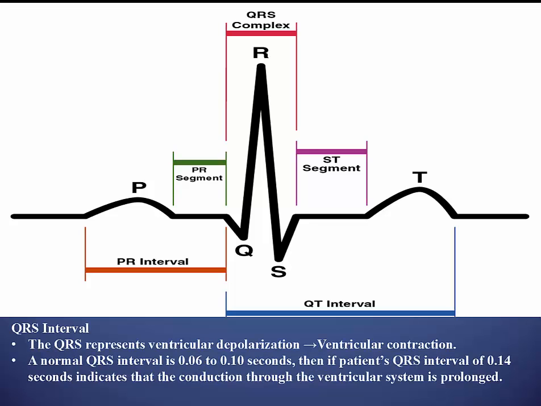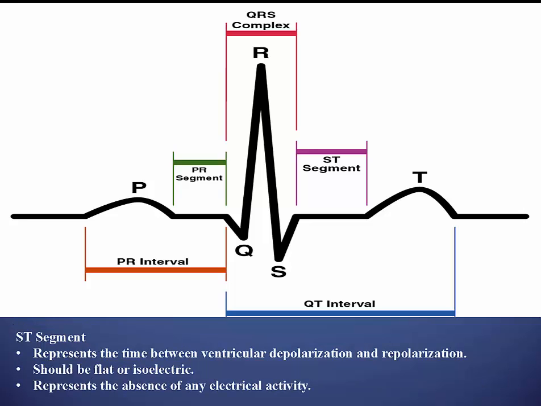The QRS interval represents ventricular depolarization leading to ventricular contraction. The normal QRS interval is 0.06 to 0.10 seconds. Then if a patient's QRS interval is 0.14 seconds, it could indicate that the conduction through the ventricular system is prolonged. The ST segment represents the time between ventricular depolarization and repolarization. It should be flat or isoelectric, and it represents the absence of any electrical activity.